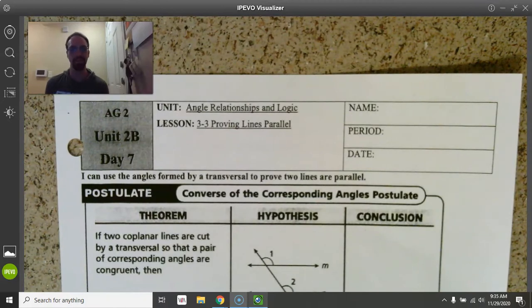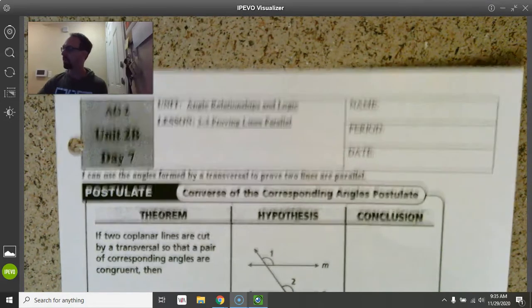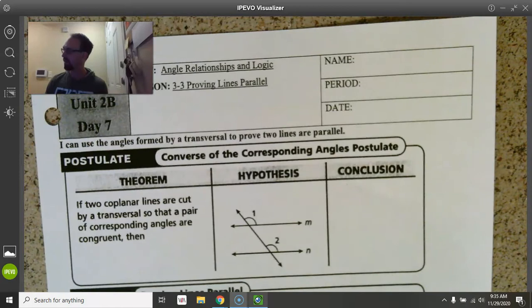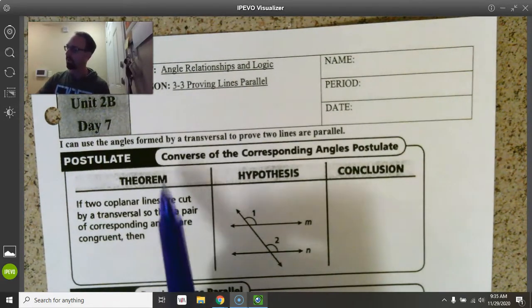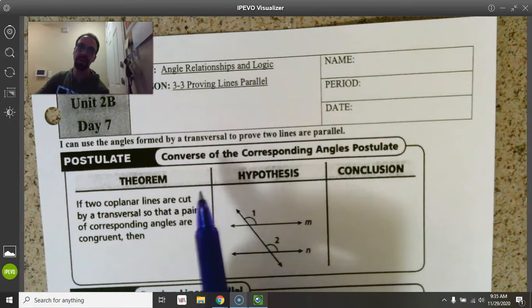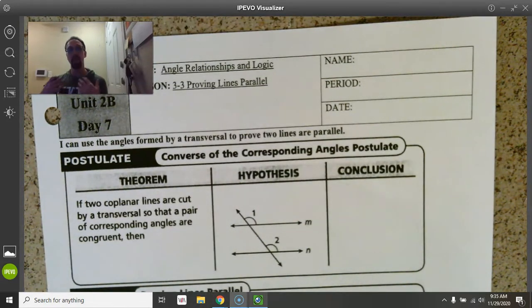This really talks about the converse of the corresponding angles postulate. The corresponding angles postulate, go ahead and review that from a previous section if you don't remember what that is. But really what we're going to do is talk about when we have a transversal cutting through two parallel lines and what that does to those actual angles that result from that.